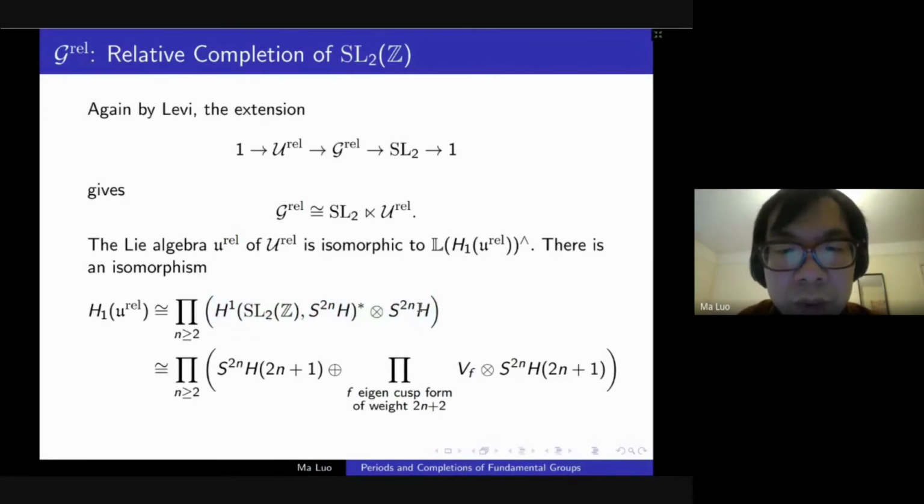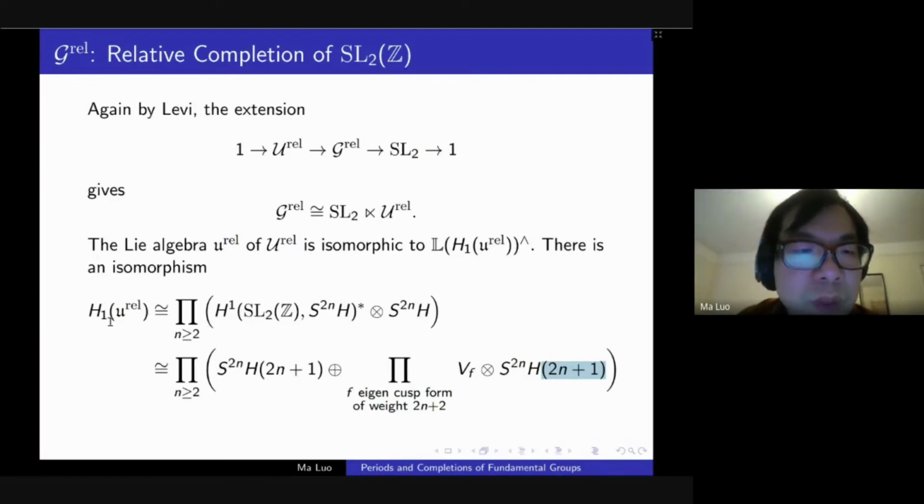where H is the standard representation of SL2, and S2n denotes its 2n-th symmetric power. And this line, I just write it as a Hodge structure for those who know, which basically by Eichler-Shimura, this space can be split into two parts, the Eisenstein part and the cuspidal part, where the cuspidal part, well, it's easier to work with vector spaces over Q bar, then the V_f would have rank 2, twisted by 2n plus 1.